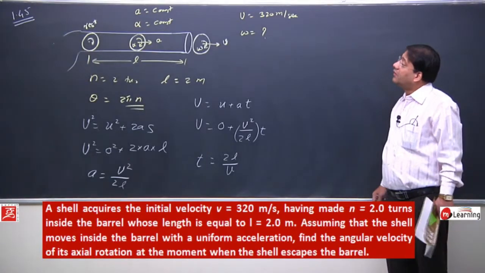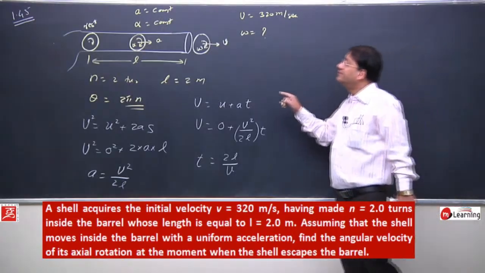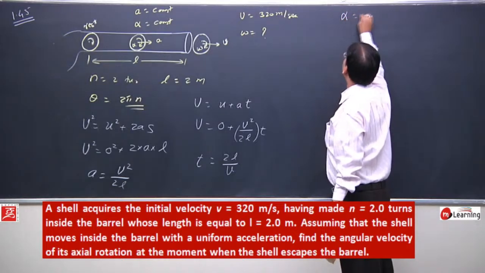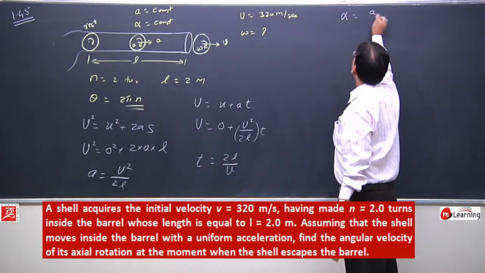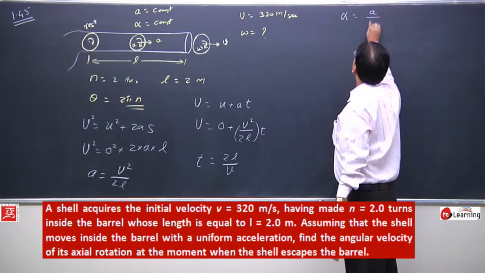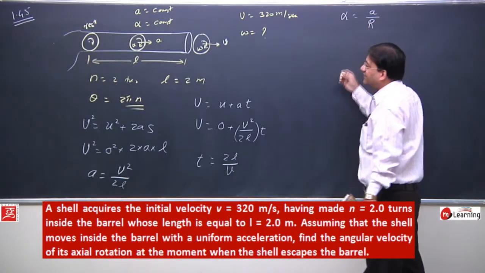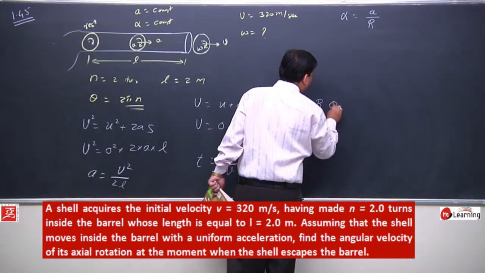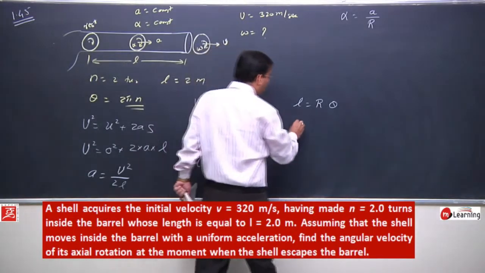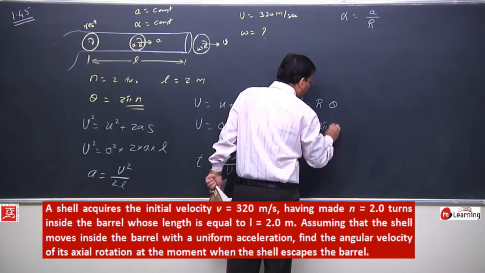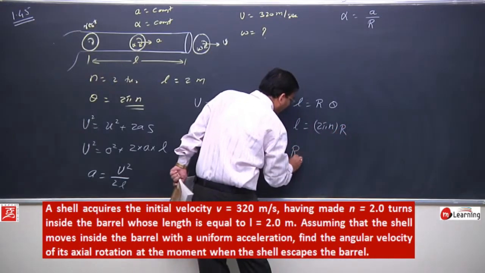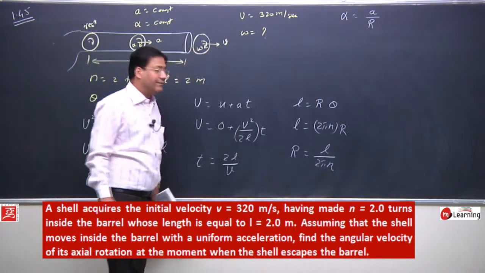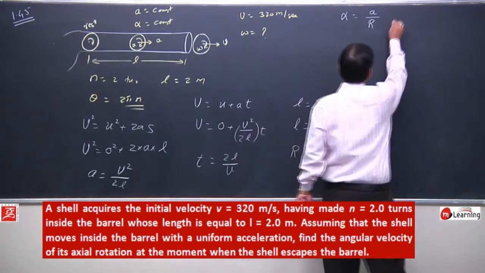I can determine time like this. During this time, it's moving with constant angular acceleration. Angular acceleration I can write as a by r. I can also write the expression for r. L is equal to r into theta, or L is equal to 2 pi N into r, or r is equal to L upon 2 pi N.